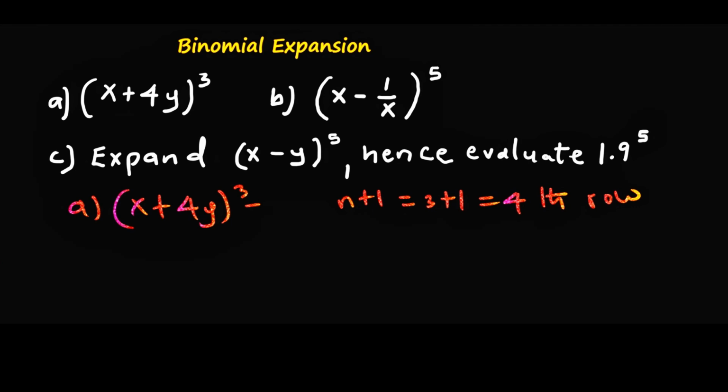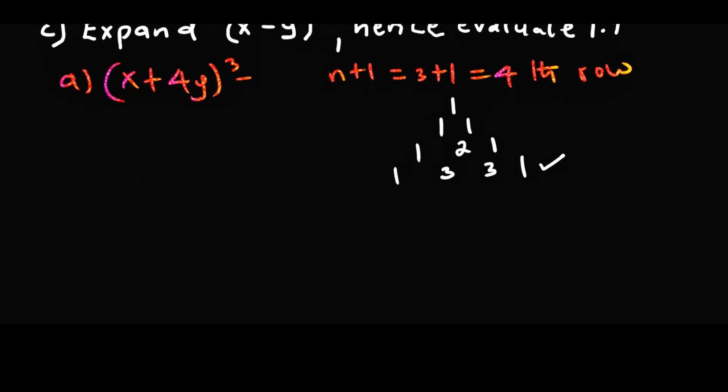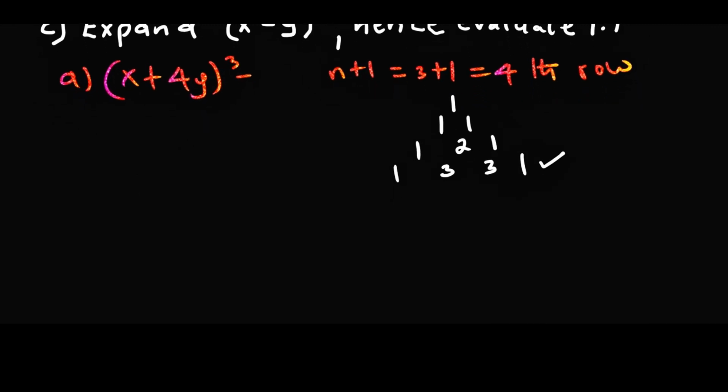When the power is 0, the coefficient is 1. Then when it is 1, it is 1, 1. And then you take 1 plus 1, that is 2, then 1 and 1. 1 plus 2 is 3, 2 plus 1 is 3. Then 1 and 1. So that is the fourth row that we're going to use in the expansion for part A. So let us go ahead and list the coefficients that we have. Then you have 1, 3, 3, and 1.